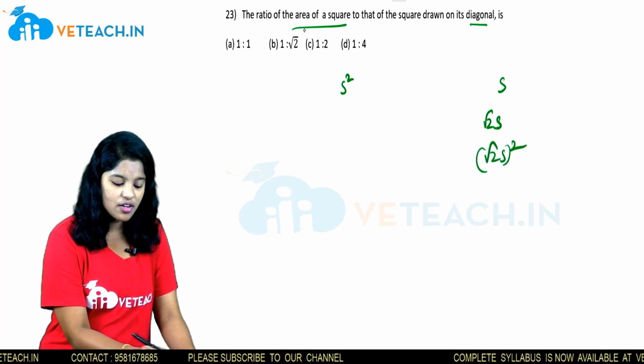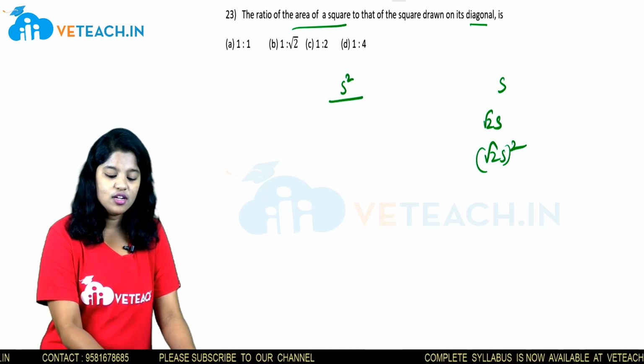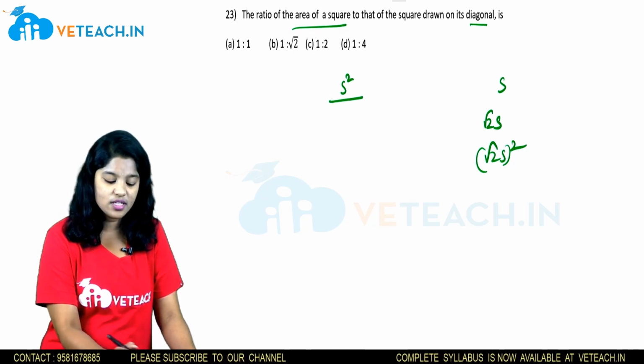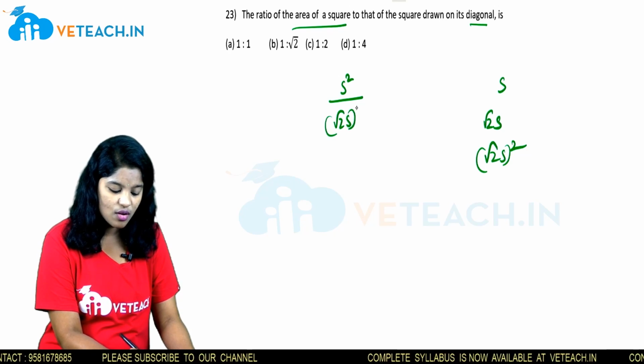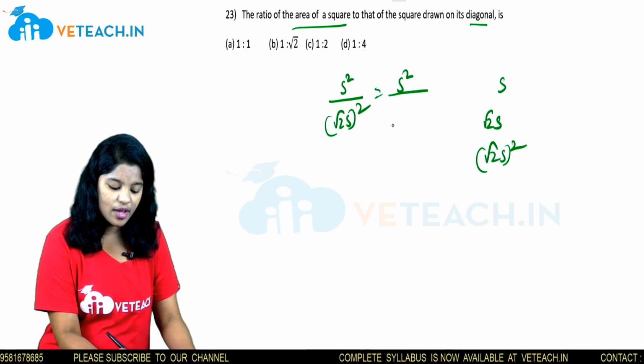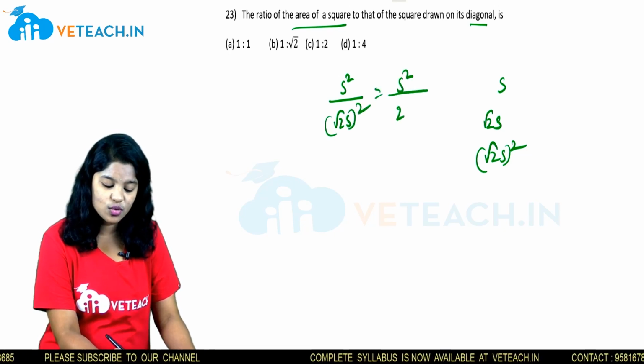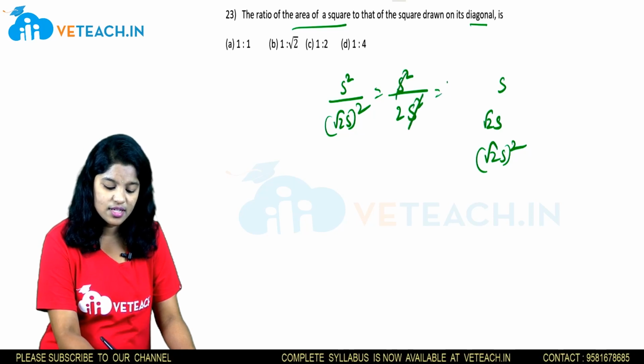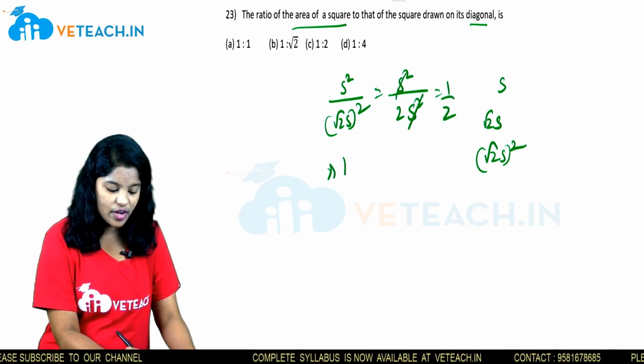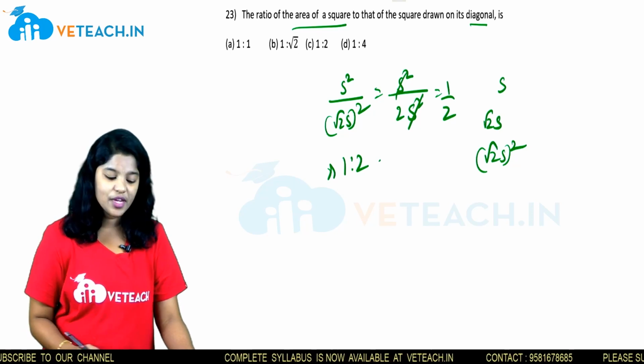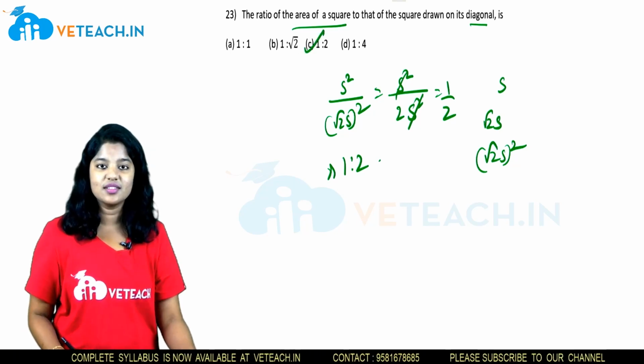Now they have asked the ratio of area of the square to that of the square drawn on its diagonal. So S square by (root 2 S) whole square, which is 2 S square. S square is S square. That is 1 by 2. So the ratio is 1:2. So option C is our correct answer.